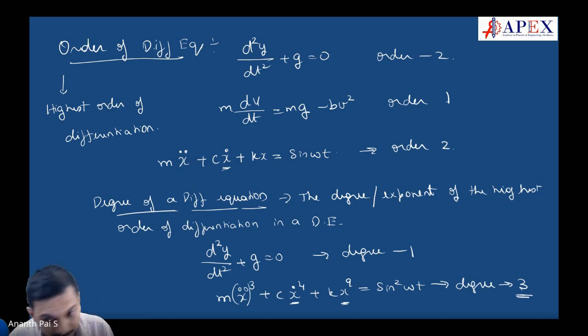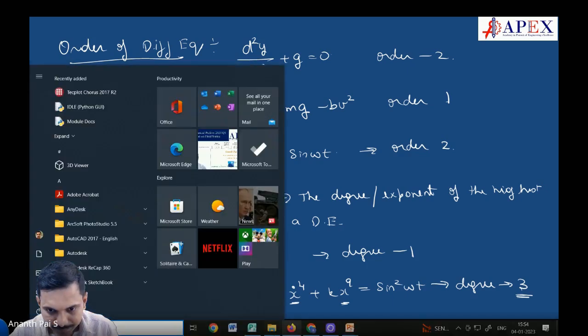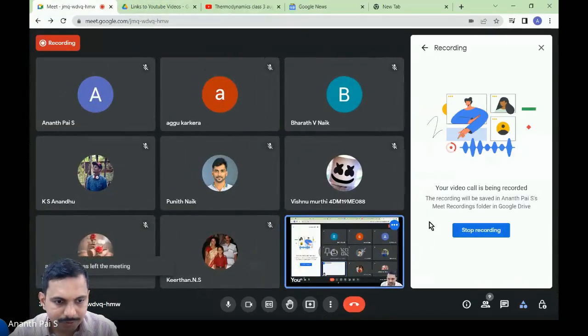There, even though the degree is higher, the order of that is not the highest. Whoever is the elder in the house is considered the family head. So family head here is the highest order of differentiation. Make sense? Have you written this down, students?